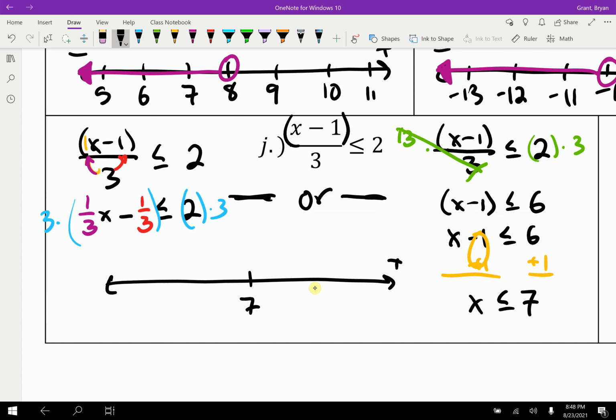Here's 7, 8, 9, 10, and the other way, 6, 5, 4. We are beginning at 7. We're allowed to be equal to 7 this time, and then less than is again to the left. Guess I should have had some variety here. Oh well.